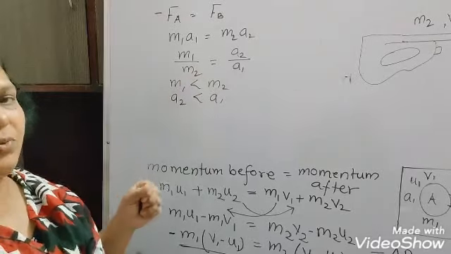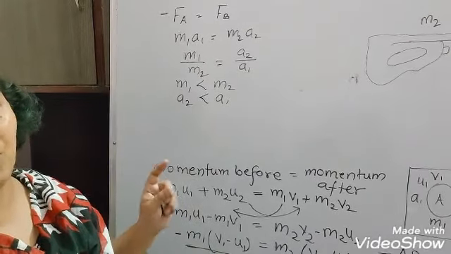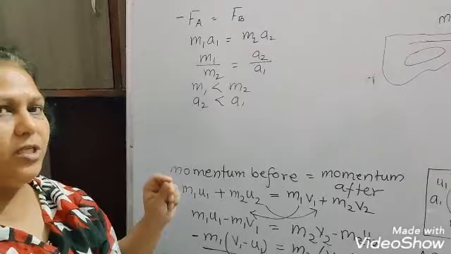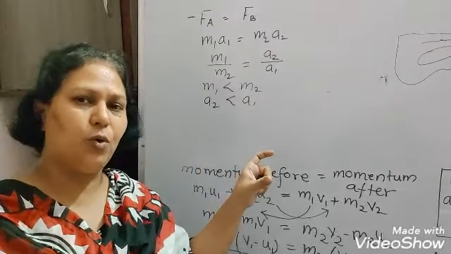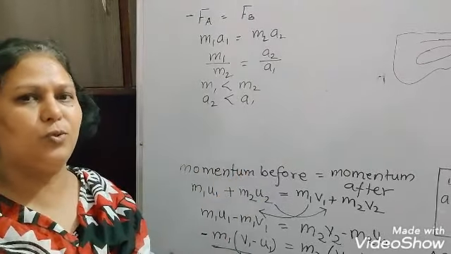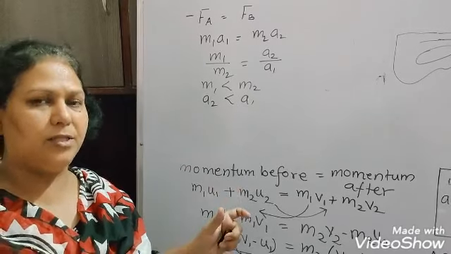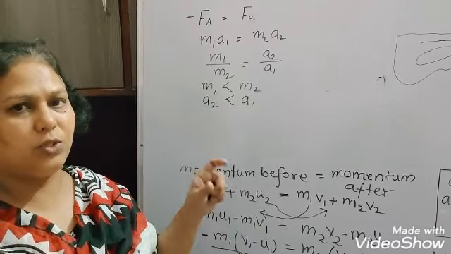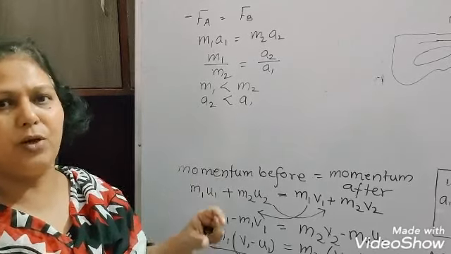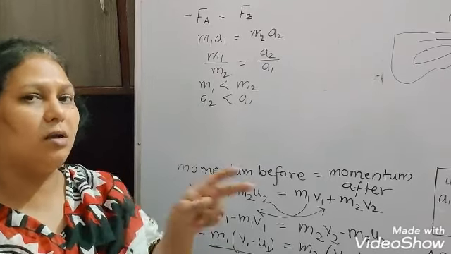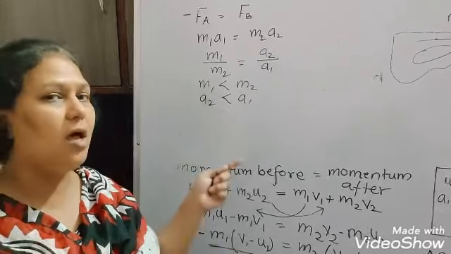Okay, and that's why I have explained to you the example of earth and apple, in which the apple has less mass, so the greater acceleration will be produced on the apple in comparison to the earth, and that's why you can see the movement of the apple towards the earth, but you can't see the movement of the earth towards the apple.